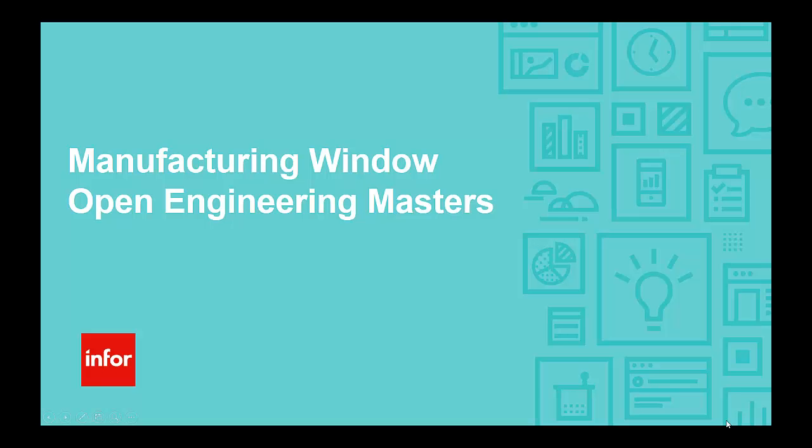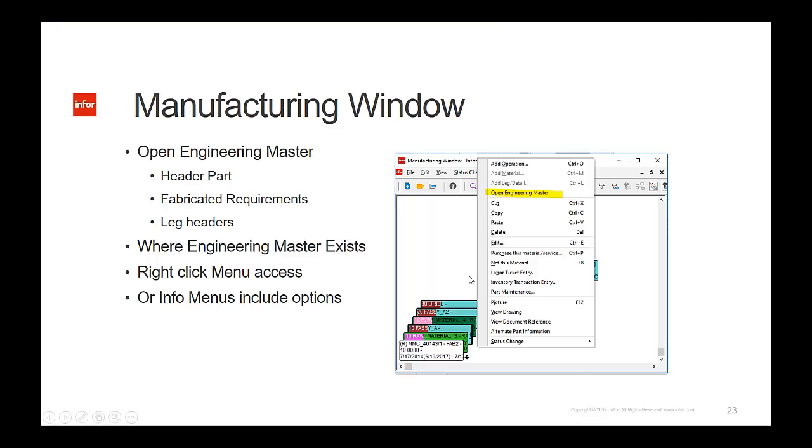In the manufacturing window, when you are displaying a work order, you can now go and see the engineering masters for any specific piece, whether it's at the header level, fabricated, or leg level.